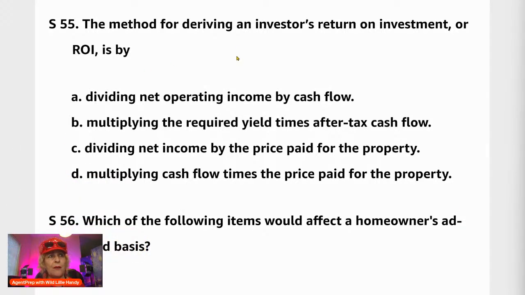Number 55. The method for deriving an investor's return on investment, ROI, is by what? Method to derive an investor's return on their investment. So they invested $500,000. What is their return on that $500,000 every year? A, dividing net operating income by cash flow. B, multiplying the required yield times after-tax cash flow. C, dividing net income by the price paid for the property. Or D, multiplying cash flow times the price paid for the property.